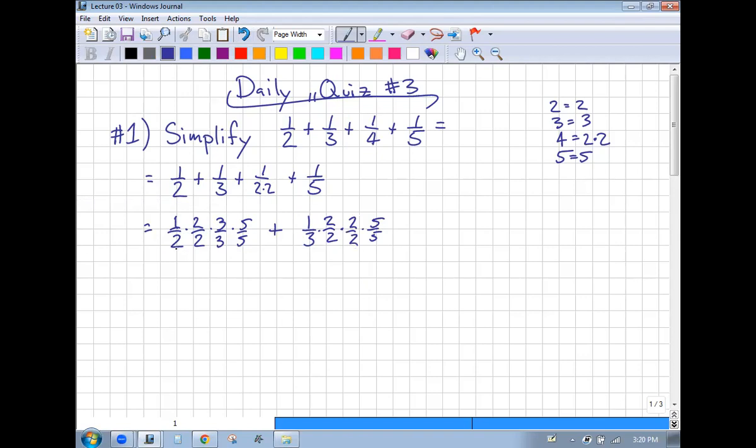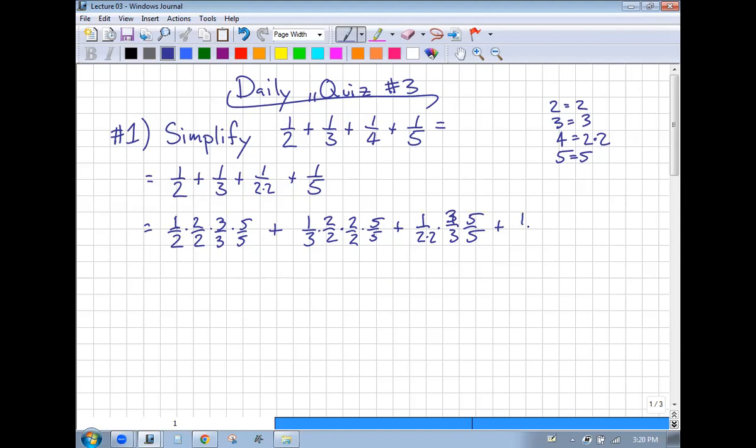Twos and a five. So now there's two twos, a three, and a five on the bottom, just like this one has. They're all going to need two twos, a three, and a five on the bottom. So like this one here, this 1/4, right, it needs a three and a five on the bottom, right? Each one of these is just the number 1. I'm multiplying by a smart 1.